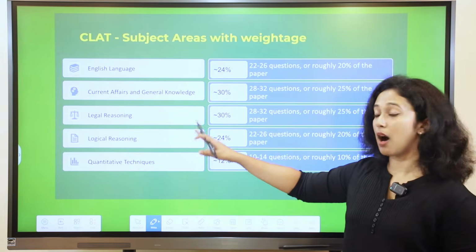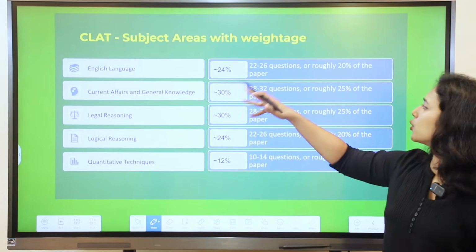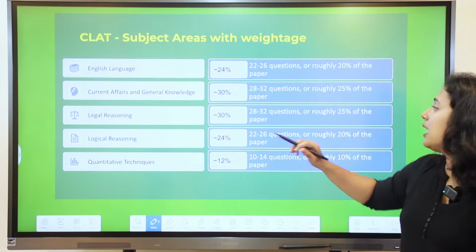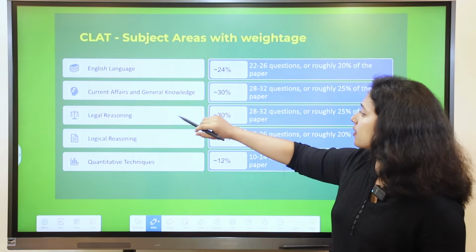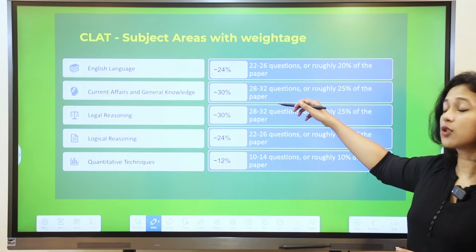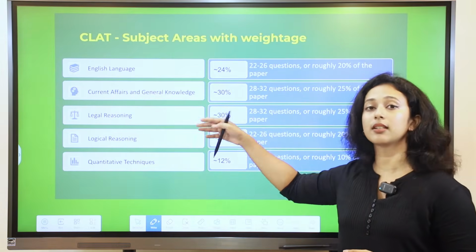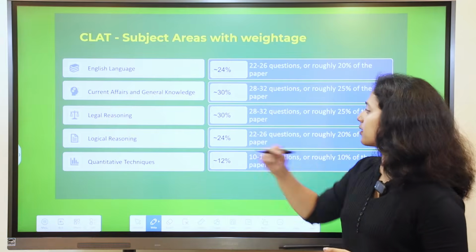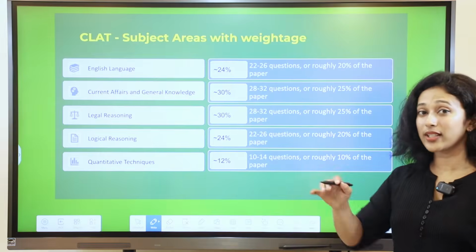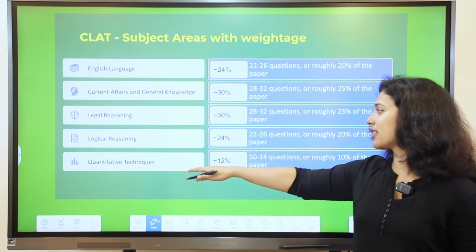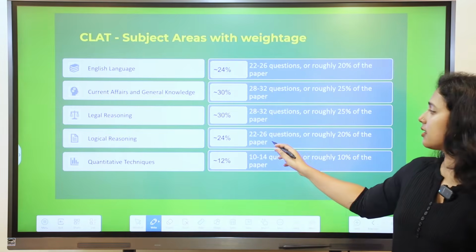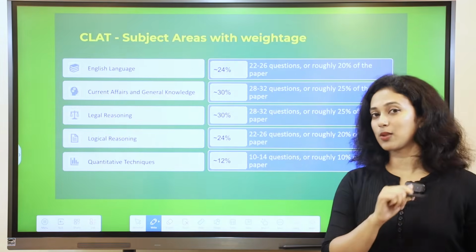Here is the distribution of marks. Starting from English, you might have 22 to 26 questions, covering 20% of the question paper. Then current affairs and general knowledge, and legal reasoning, cover 28 to 32 questions. As I said, current affairs and legal reasoning get the most questions. Then we have logical reasoning and quantitative techniques. The fewest questions come from quantitative techniques, at most 10 to 14 questions, and logical reasoning has 22 to 26 questions.